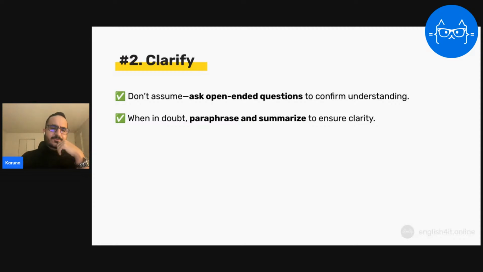I graduated high school, I don't know, like more than 16 years ago, right? I still have it in my head. When you assume, you make an ass out of you and me, right? So don't assume. Ask open-ended questions to confirm understanding. And this is very important. And it's very important in my role today, right? I run a group of DevOps engineers, right, from different countries.